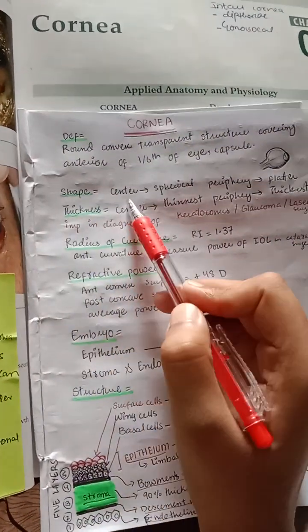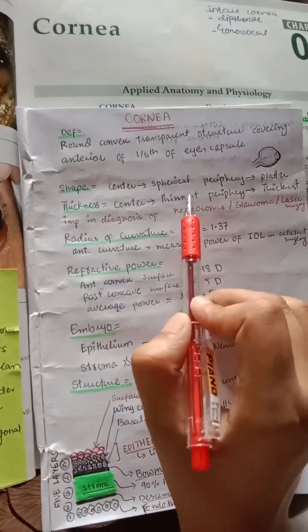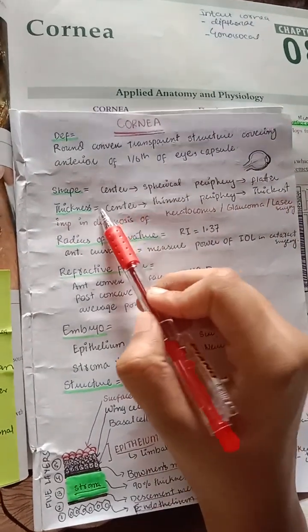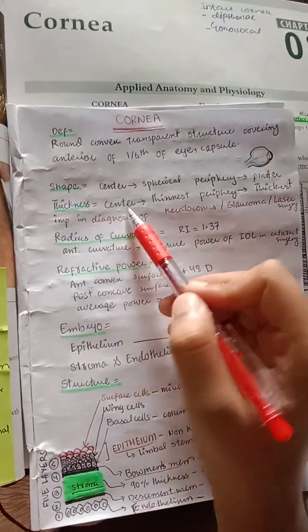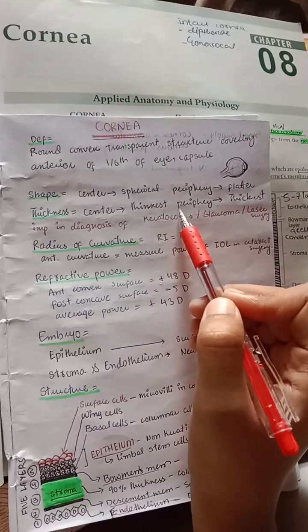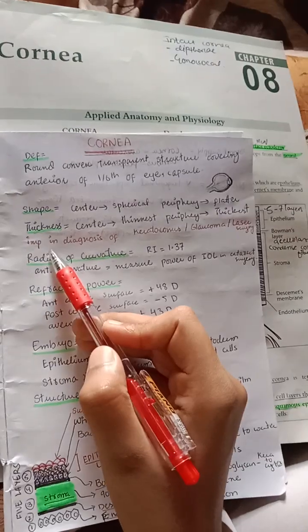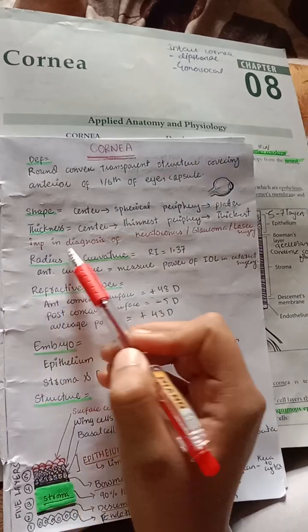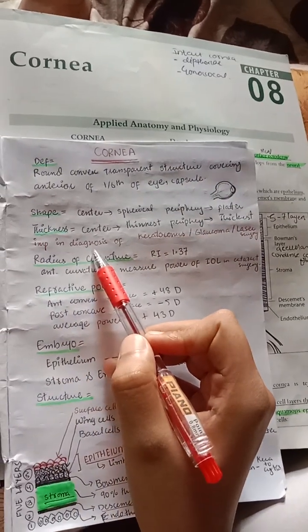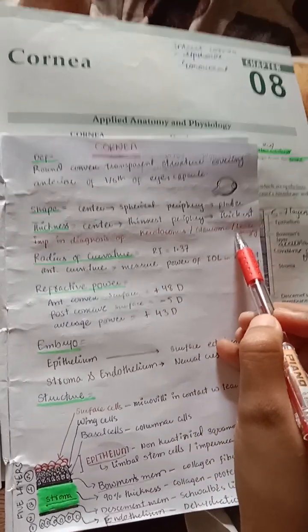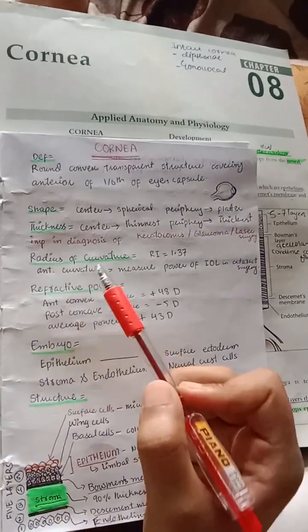Now, the shape of the cornea: centrally it is spherical. As we move from the center to the periphery, it gets flattened, and the cornea at its center is the thinnest. When we go from the center to the periphery, it becomes thicker. An important point regarding the thickness is that we can diagnose many diseases such as keratoconus and glaucoma, and especially when we are doing laser surgery, the thickness should be known.